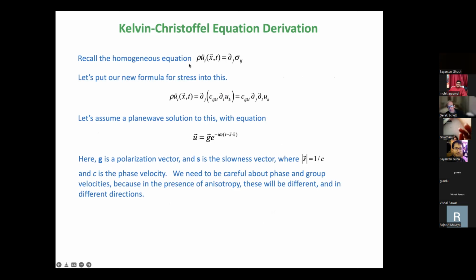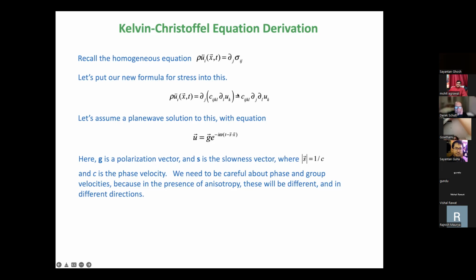Now, we will recall from the first lecture that the homogeneous equation is rho times the acceleration, so d squared u dt squared, and that equals d sub j sigma sub ij, again using the summation notation abbreviation. And now we can put our new formula for stress into this. So rather than sigma sub ij, we're going to add Cijkl and the partial derivative of u of k with respect to x of L. And we can write that like this here.